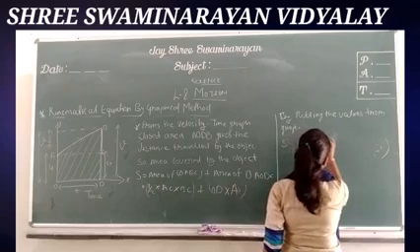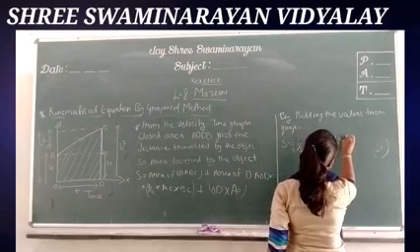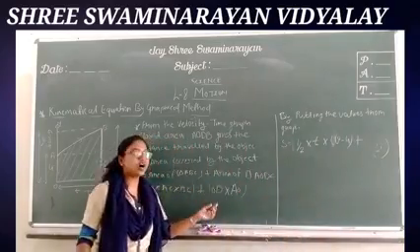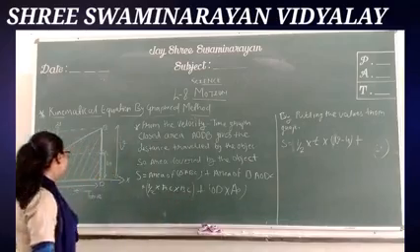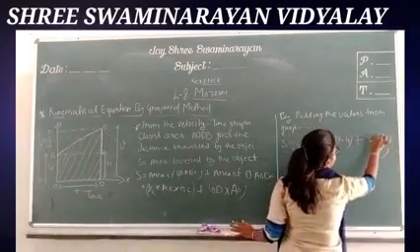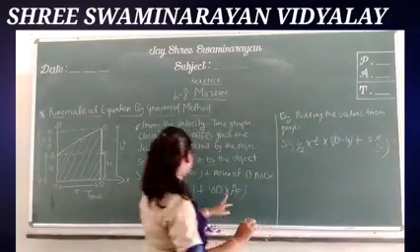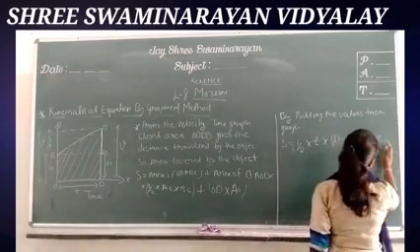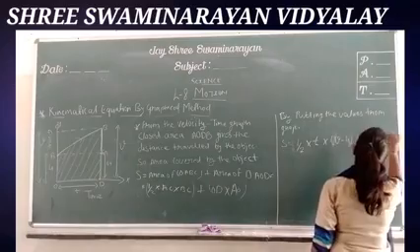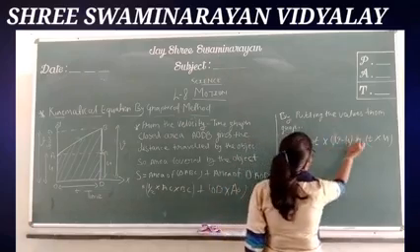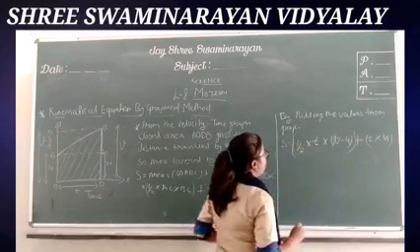So half multiply by T multiply by V minus U, plus the area of the rectangle, that is OD, and again OD means T, multiply by AO, that is U. So this is the rectangular shape part, students, and this is our triangular shape part.